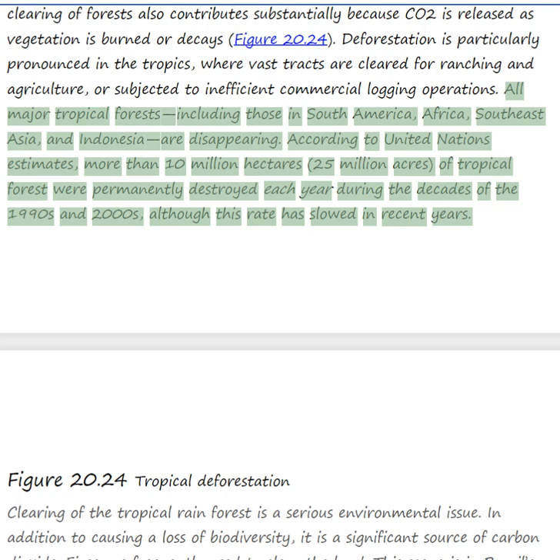According to United Nations estimates, more than 10 million hectares of tropical forest were permanently destroyed each year during the decades of the 1990s and 2000s, although this rate has slowed in recent years.